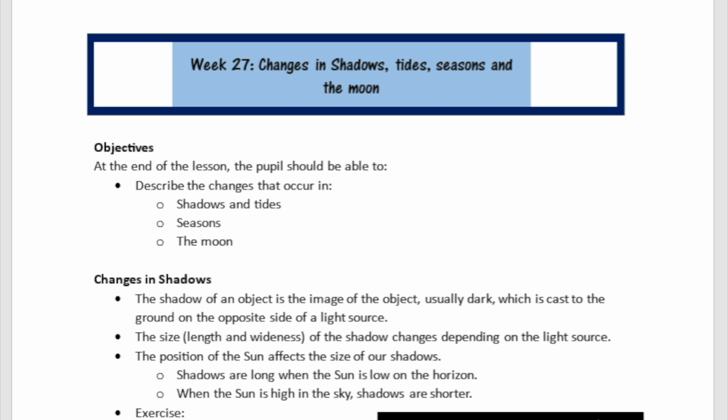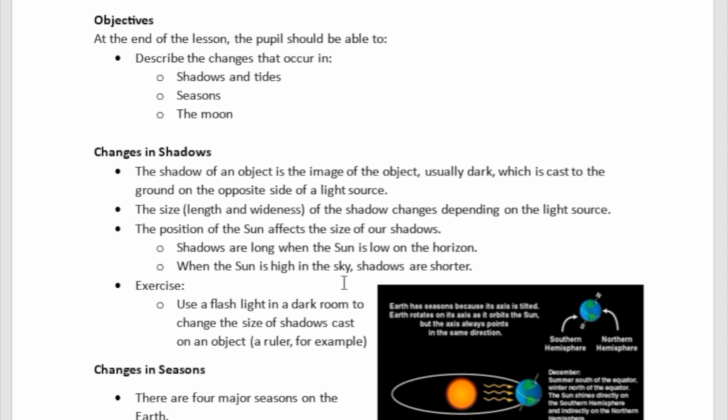So what causes changes of shadows? Well, you've seen a shadow of yourself before, right? So a shadow of an object is the image of the object, which is usually dark, which is cast to the ground on the opposite side of a light source. So if you were to shine a light source, for example, on your body, on the opposite side is going to be your shadow. The size, which is the length, and the wideness or the width of the shadow changes depending on the light source.